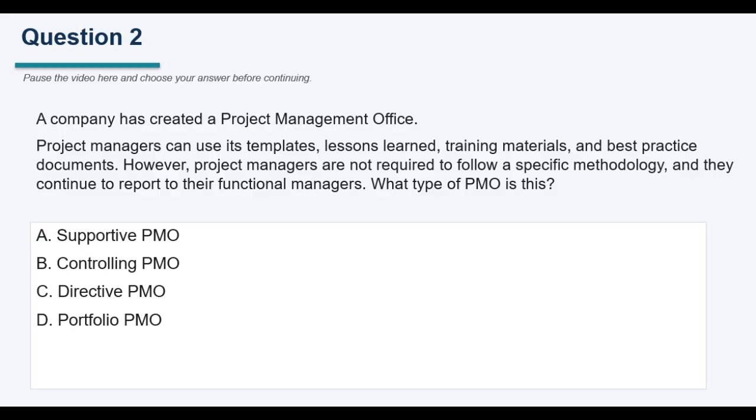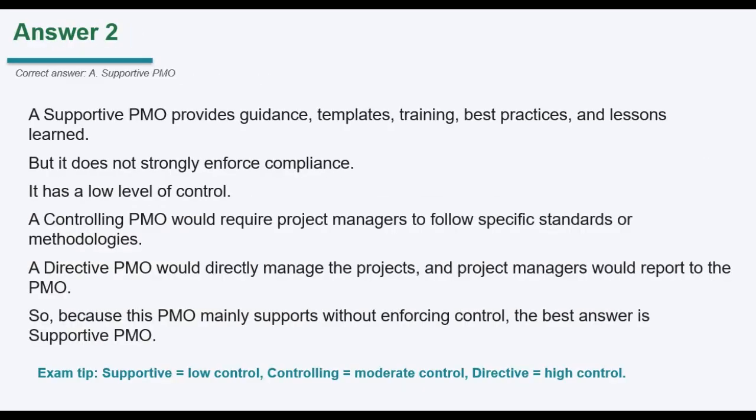The correct answer is option A, supportive PMO. A supportive PMO provides guidance, templates, training, best practices, and lessons learned, but it does not strongly enforce compliance. It has a low level of control. A controlling PMO would require project managers to follow specific standards or methodologies. A directive PMO would directly manage the projects, and project managers would report to the PMO. So because this PMO mainly supports without enforcing control, the best answer is supportive PMO.